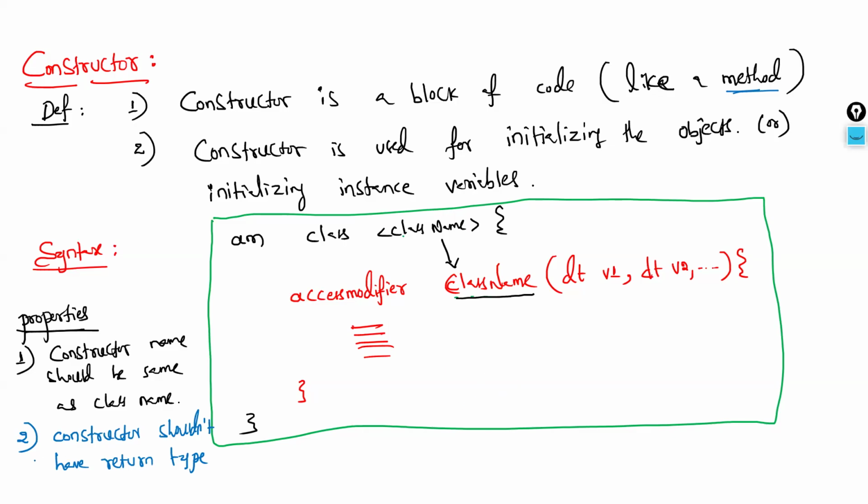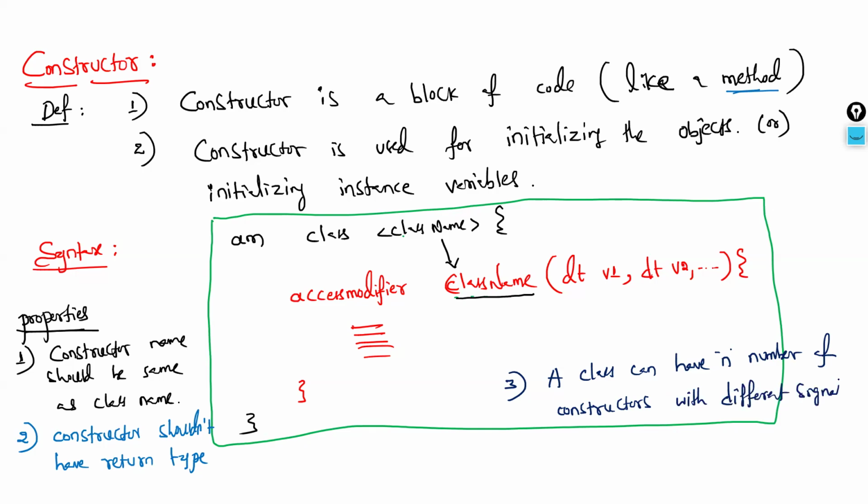The third property. So I hope you understand the numbering. Third property is a class can have n number of constructors, but a condition is there: with different signature. That's why I said I'll be using this term, method signature, constructor signature. So what is this different signature? I'll discuss with one example.